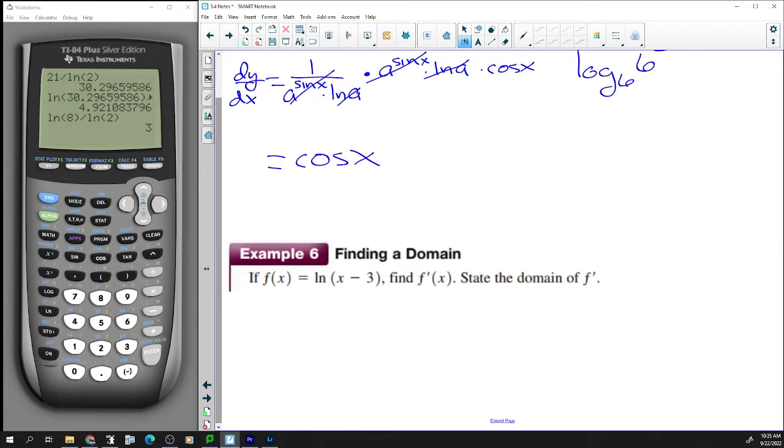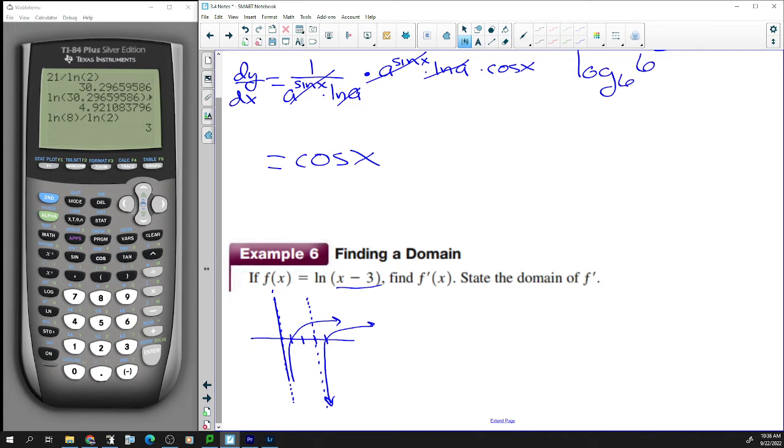Finding a domain. If f of x is natural log of x minus 3, find f prime. State the domain of f prime, excuse me. So here's the natural log of x. And it has a vertical asymptote right there. Then we can move this vertical asymptote 3 to the right. That's the transformation. 1, 2, 3 to the right. Here's the new vertical asymptote. And here's the actual equation that we're looking at right there.